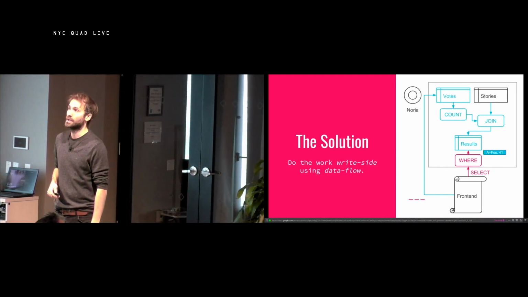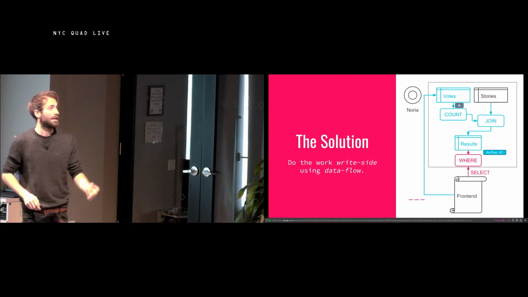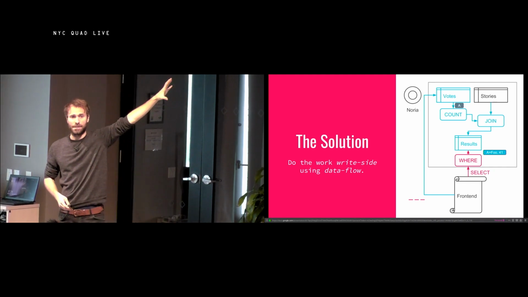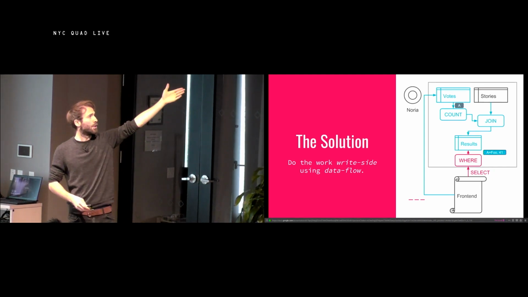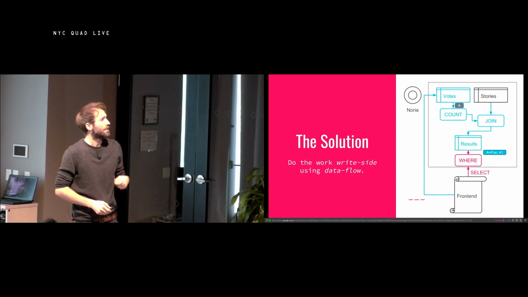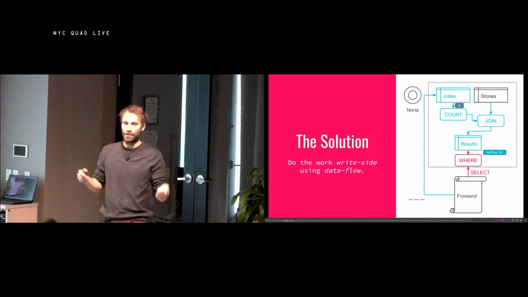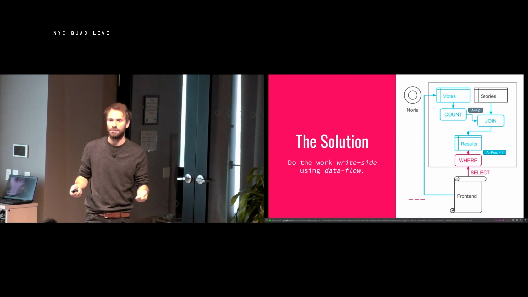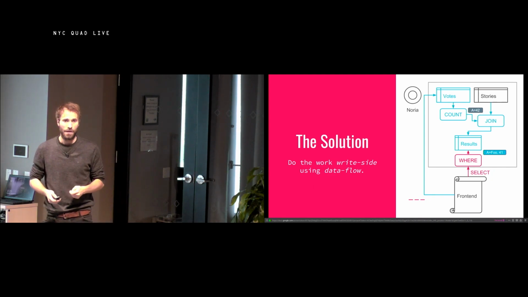Now a new vote comes in for story A. It enters this data flow graph that basically represents the query that we're executing. The vote for A comes into the count operator. The count operator goes, oh, the previous count was 41, the new count is 42, so it emits a record that says A is now 42, instead of where it was previously 41.